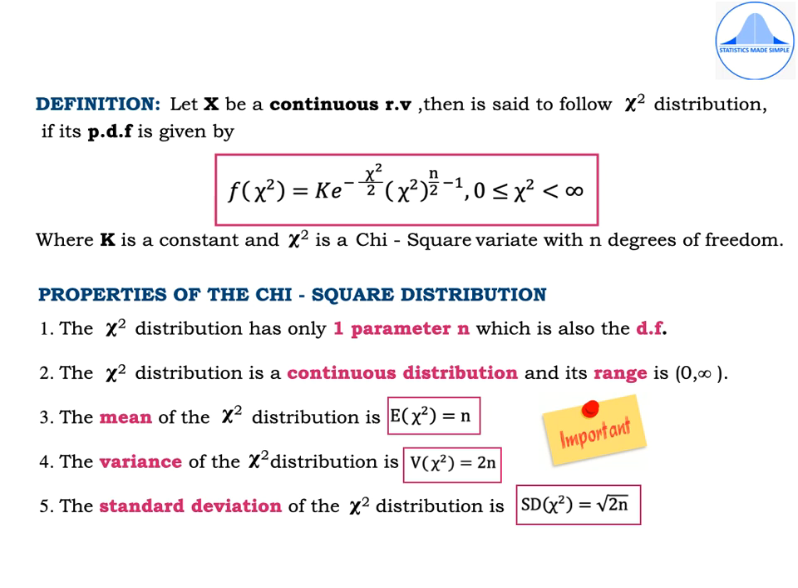The fourth property, the variance of the chi-square distribution is V of chi-square equal to 2n. Fifth property, the standard deviation of the chi-square distribution is SD of chi-square is equal to, you know that the standard deviation is the root of the variance, so it will be equal to root 2n.